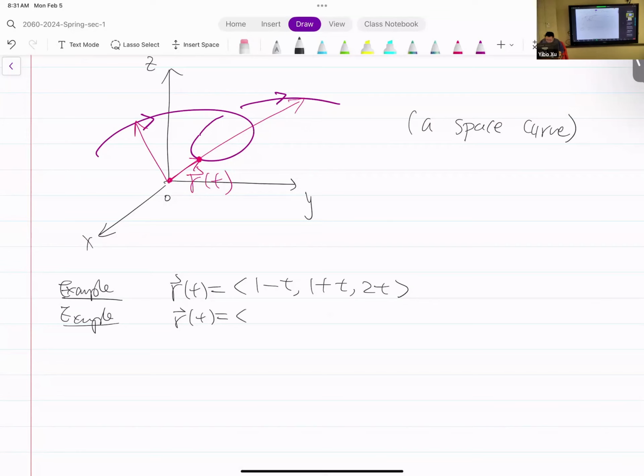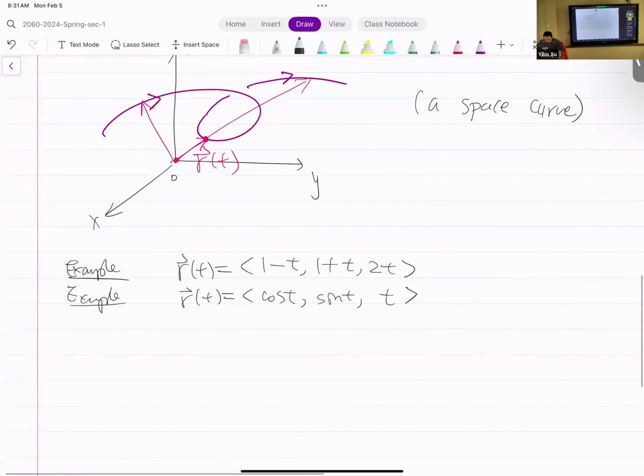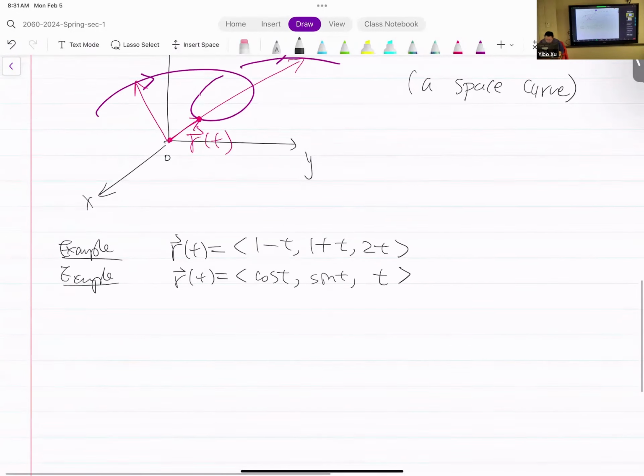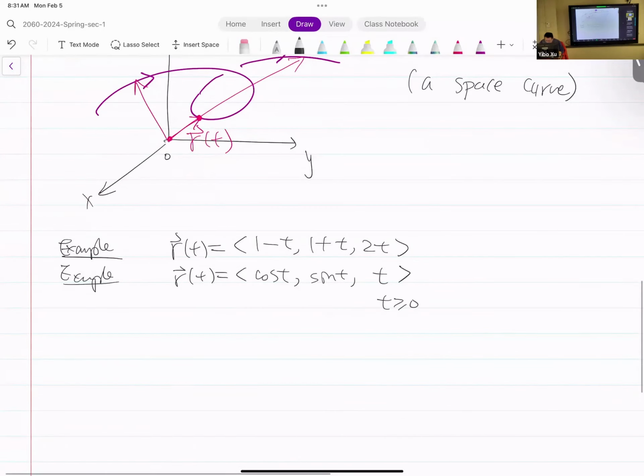But let's see. If we have the first component to be cosine of t, the second component to be sine of t, but the third component is exactly t. Okay. So let's see what happens here. And also we just make sure that t is always non-negative. Okay. So now, basically, this part and the x and y components, that looks familiar, right?